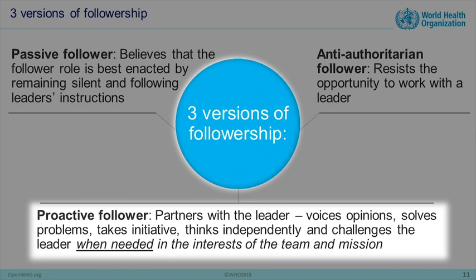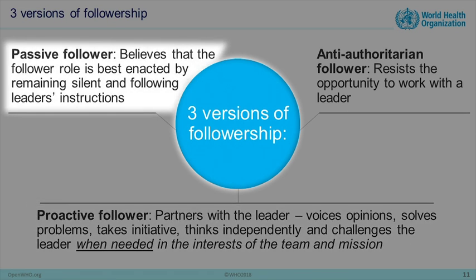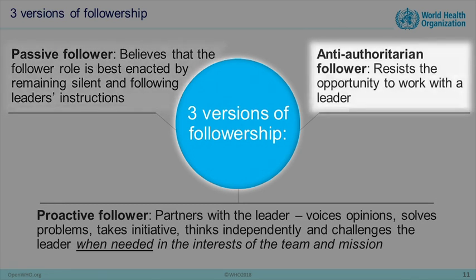There may be times, for example, during an acute emergency, or when there is limited time to act, when it is best to be a passive follower and follow instructions. Finally, you should avoid becoming an anti-authoritarian follower. This is someone who resists working alongside their leader.